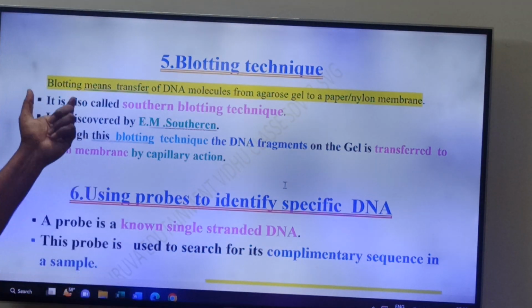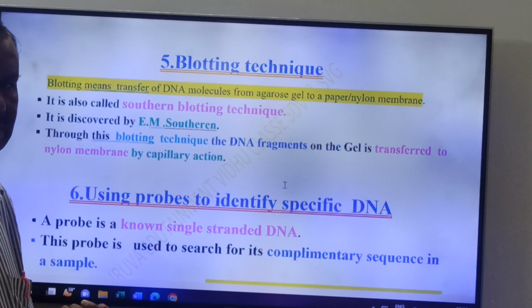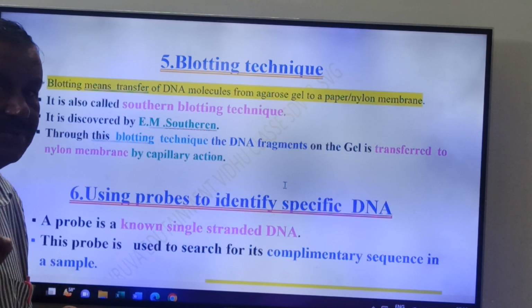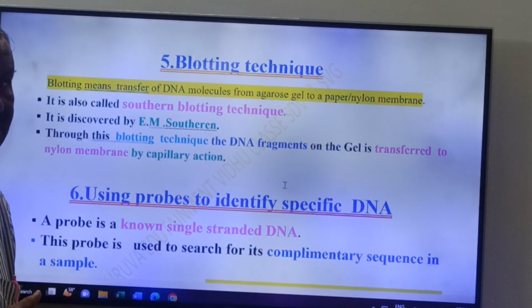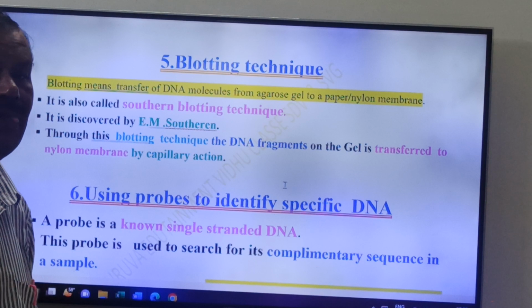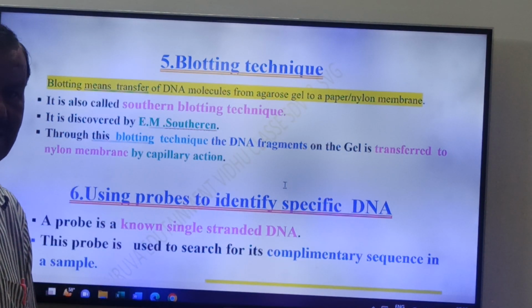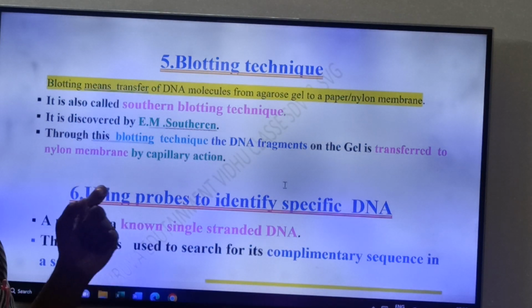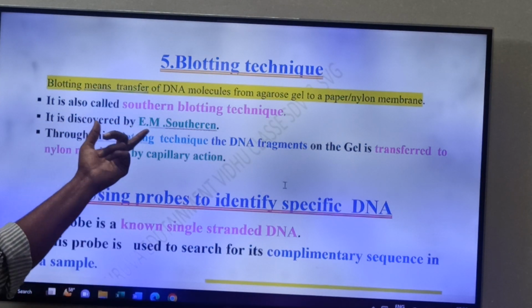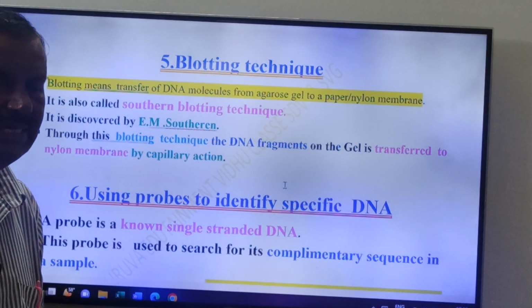Okay, friends. Now, it is also called the southern blotting technique. Friends, in DNA fingerprinting, we are using the southern blotting technique. We have western blotting, etc., but which blotting technique is used in DNA fingerprinting? That is the southern blotting technique, friends. Once again, NEET question or MCET question. Southern blotting technique is discovered by E.M. Southern.